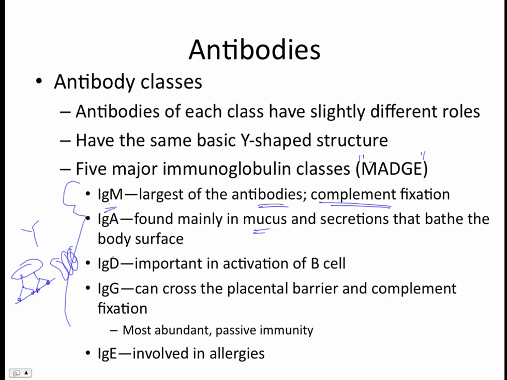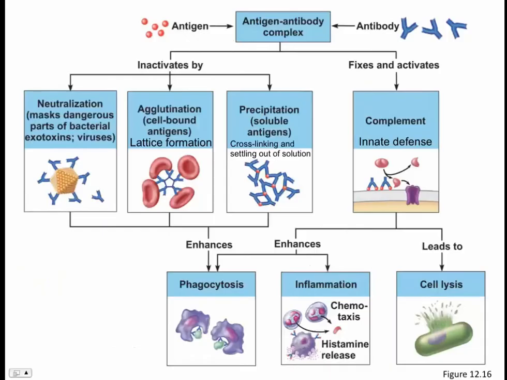IgA is found mostly in our mucus and also our body surfaces. IgD is going to activate our B cells. IgG is the only one, once again, that crosses our placenta, from mother to fetus, and it's also needed for complement fixation. Because it crosses from mother to fetus, it's involved in passive immunity. IgE is involved in allergy. So for you getting an allergic reaction, it's because of these guys over here. We'll actually get into allergies later in this video.